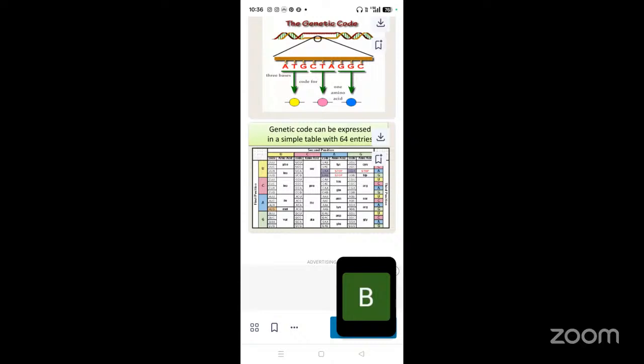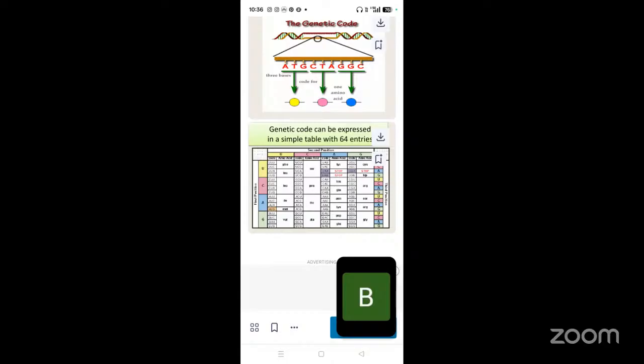The code has polarity. The code has a defined direction of reading, which is referred to as polarity. Reading the message from left to right and right to left will specify different amino acids. For example, UUG stands for leucine, and from right to left, GUU stands for valine.